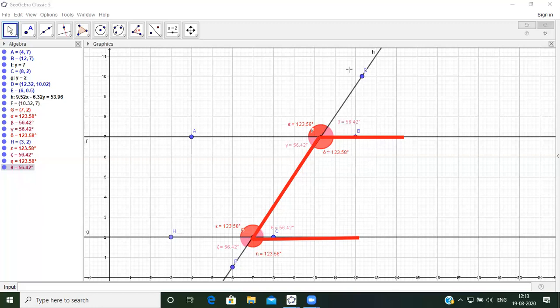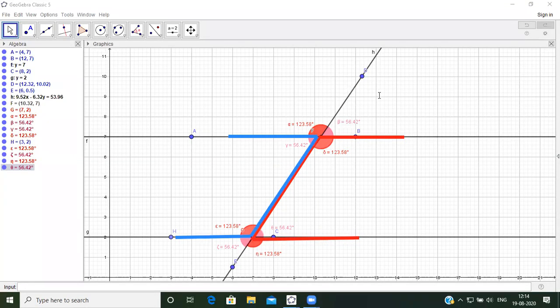Now I'll draw the letter C from this side. See, observe here. I'm drawing letter C. See, 123.58 plus 56.42 gives 180 degrees. So how can we remember?